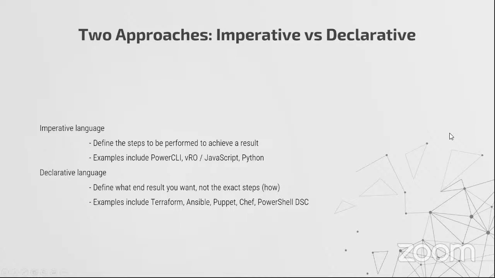So there's two approaches, I guess, to automation in general. The first being imperative, the second being declarative language. Imperative language is where you define the steps to achieve something. So this could be PowerCLI, JavaScript or vRO, Python, all those sort of languages. The other side of things is declarative language, which is where you specify what you want your end result to be, not the steps on how to get there. Examples of this are, of course, Terraform, Ansible, Puppet, Chef, and PowerShell Desired State Configuration.